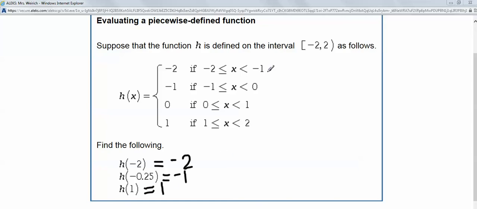We always are going to look here to see what the x values are, and then find where it falls in this function here, and then plug it into this formula here.